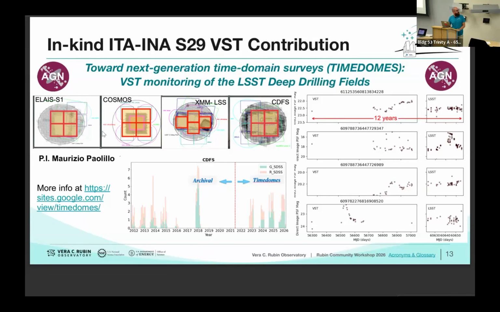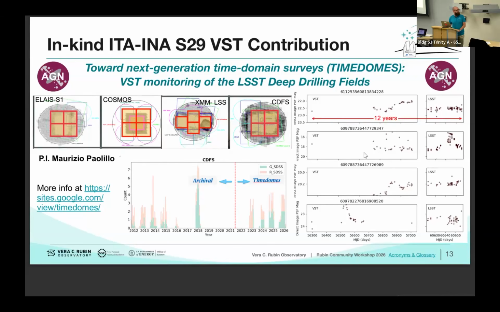As you can see here, there's still 4 square degrees in all the fields, and we also started doing some cross-match between the VST observations and the LSST DP1 observations. So in the end, we can also have up to 12 years baseline for AGN, which is extremely important.